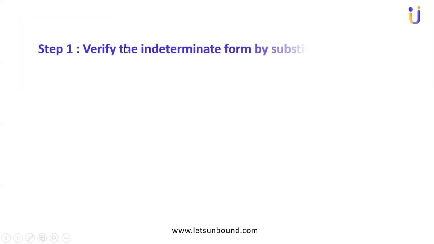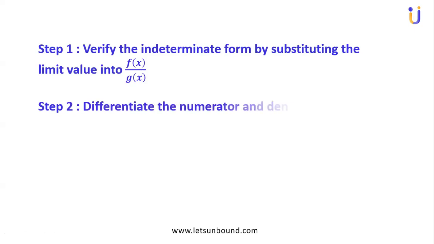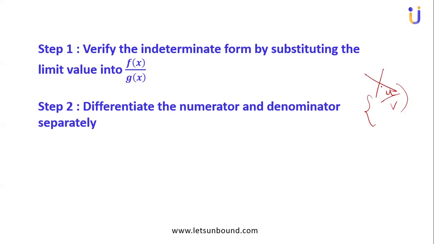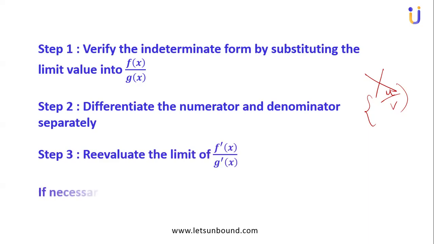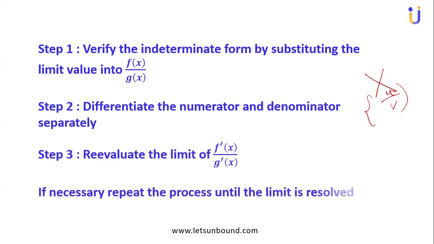So these are the steps. Verify the indeterminate form by direct substitution. Then differentiate the numerator and denominator, and since we have two functions, don't use the quotient rule. It's not the quotient rule. Differentiate them separately. And step 3, reevaluate the limit at the same point. If you get an indeterminate form again, you can repeat the process until your limit is resolved. So you can do it a number of times.